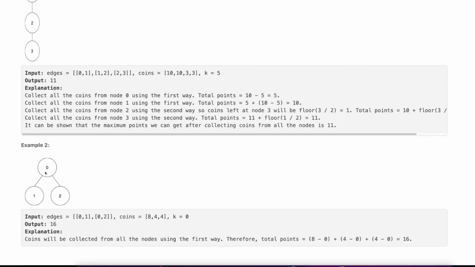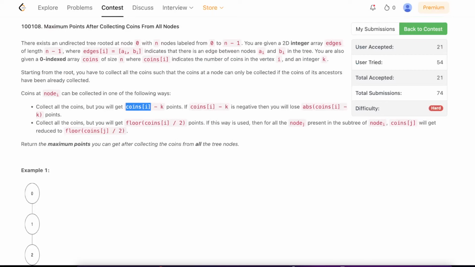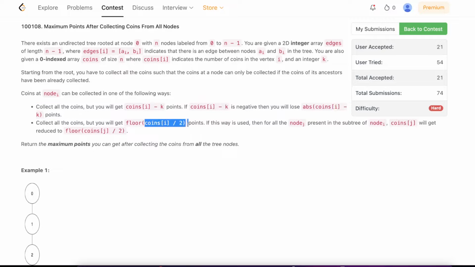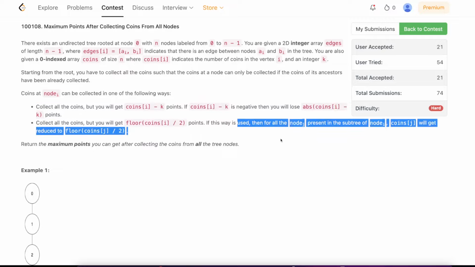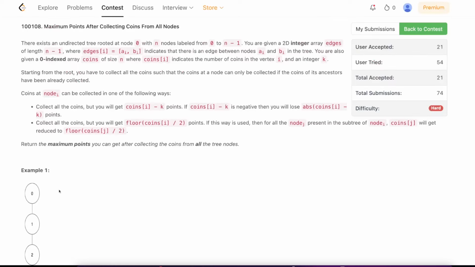So in this case, because k is 0, it will always make sense to go via the first route, because that will give you the maximum number of coins. Why would you reduce your coins by half and pay a penalty as well? So that's the trick here. You will collect all the 8 coins here using the first technique, because k is 0, so you will get all the 8 points. You will collect the 4 coins at node 1, so you get all the 4 points, and here as well you get all the 4 points. So 4 plus 4 plus 8 is 16, and 16 is the answer. So I hope the problem statement is clear.